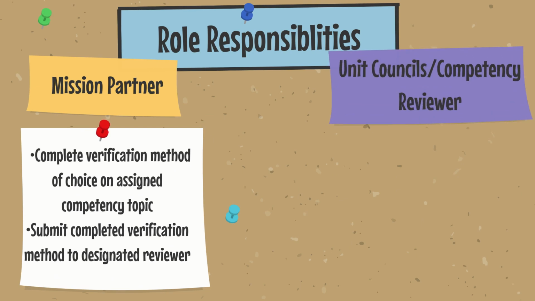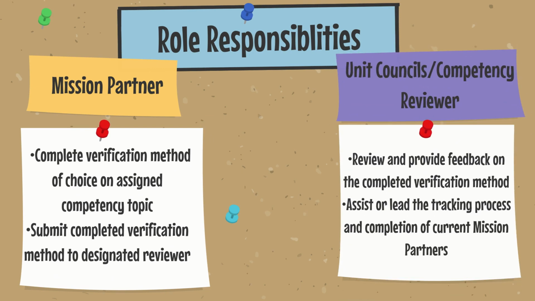Let's talk about each of our responsibilities based on our roles. Frontline mission partners will be responsible for completing the verification method of choice on the assigned competency topic and submitting the completed verification method to the designated reviewer. Unit councils or competency reviewers will be responsible for reviewing and providing feedback on the completed verification method and assisting or leading the tracking process and completion of current mission partners.